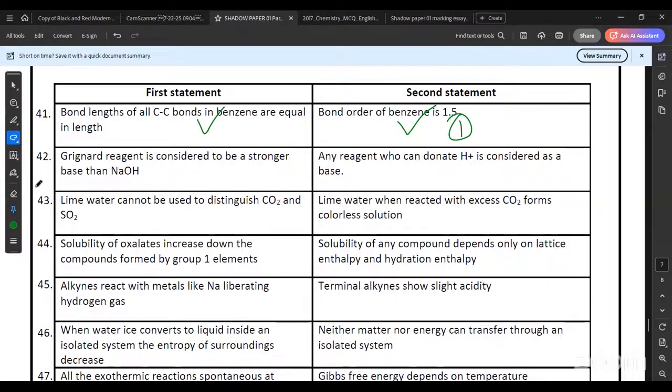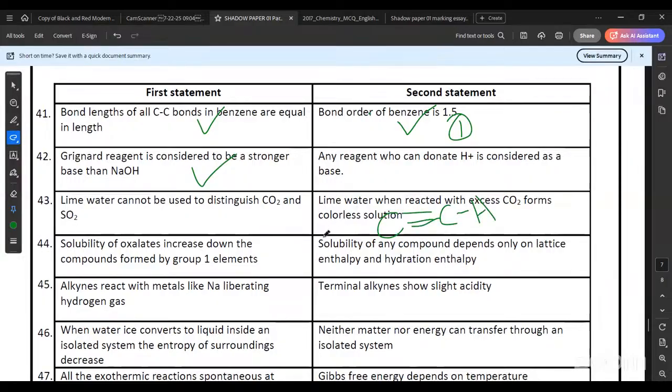42nd one, Grignard reagent is considered to be a stronger base than sodium hydroxide. Right? That is correct, people. Grignard reagent is very, very basic. Then sodium hydroxide is not much of a big deal. You might think sodium hydroxide is the strongest base in the world, but no. That is not true. Grignard reagent is considered to be more basic than sodium hydroxide because it can kill NH plus, people. Sodium hydroxide cannot remove the terminal hydrogen of alkyne.